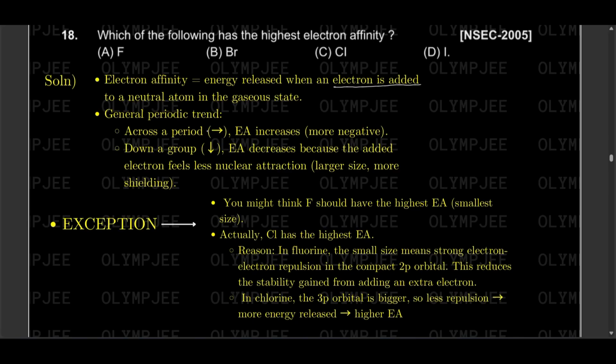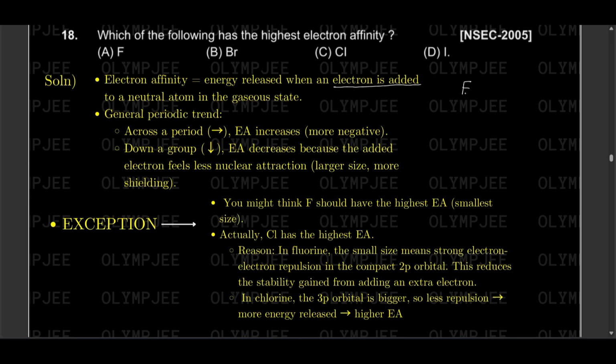And the general trend is that it increases across the period and it decreases down the group, because due to shielding effect, the nuclear attraction felt by the electron that is getting added is less, so EA would decrease. Across the period the Z effective, or the nuclear attraction, increases, so there would be greater attraction for the electron that is getting added, so a more stable compound would be formed, so EA increases, which means that it becomes more negative, right?